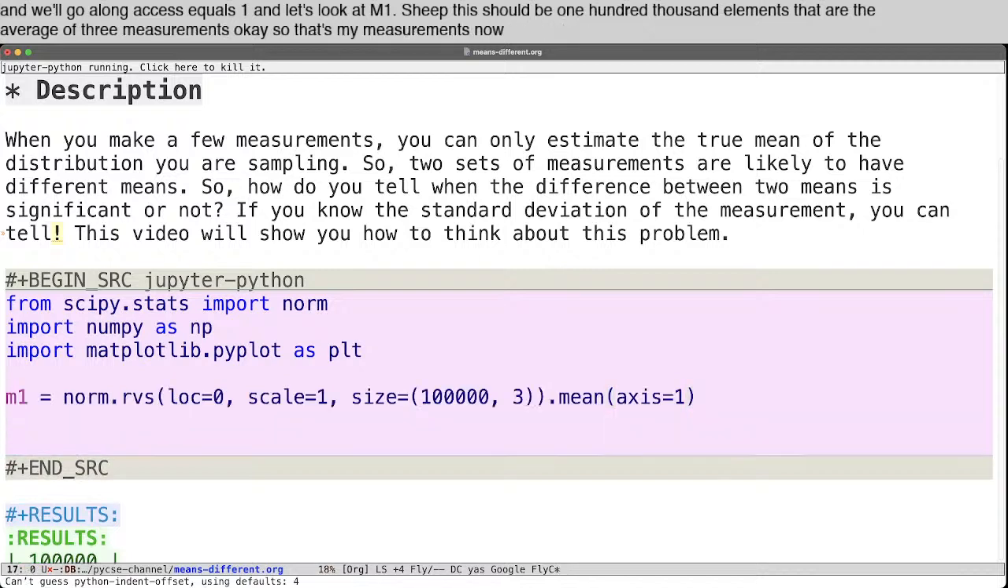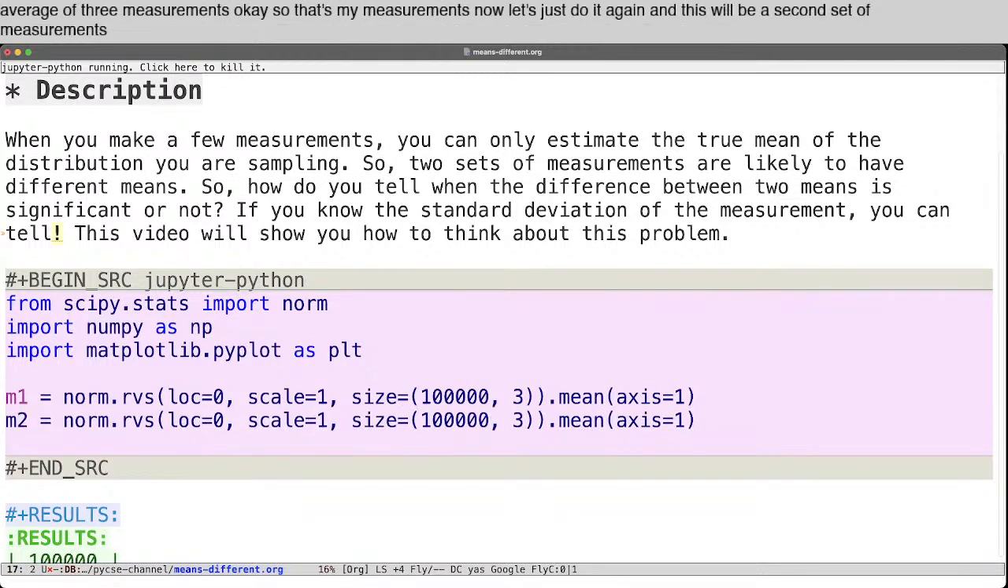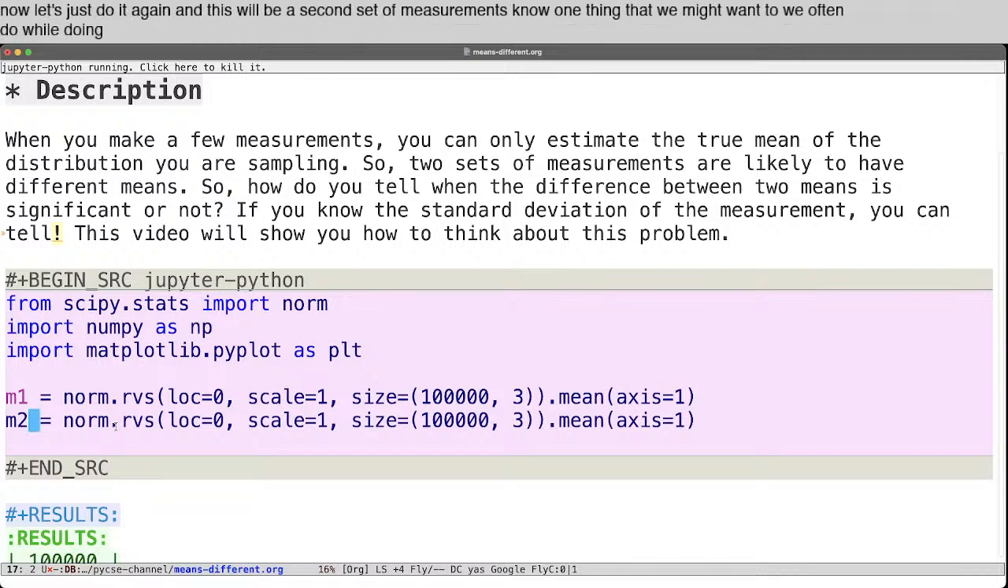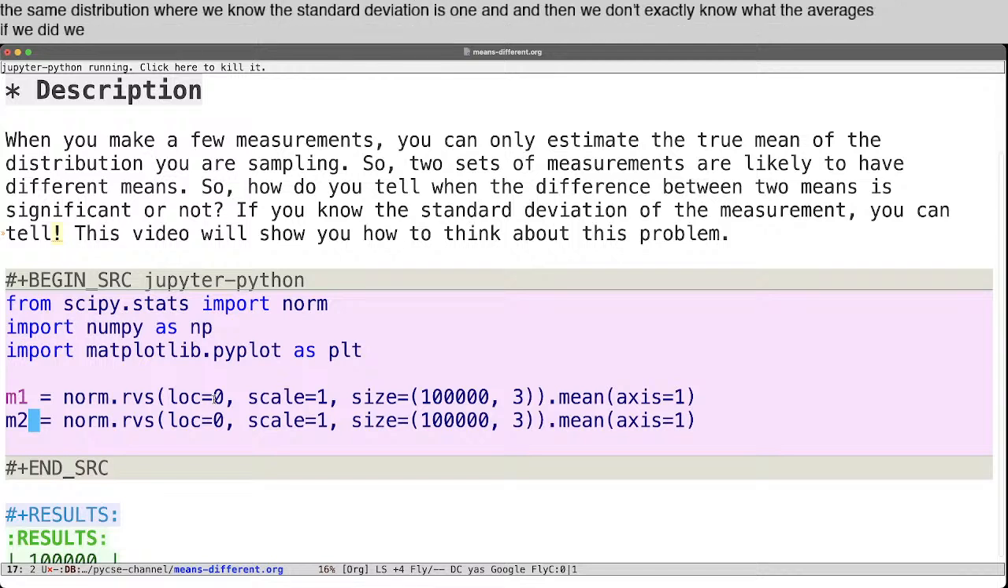Now let's just do it again, and this will be a second set of measurements. One thing we often do while doing statistics is make an assumption or hypothesis. So let's assume that these measurements are drawn from the same distribution, where we know the standard deviation is 1, and we don't exactly know what the average is. If we did, we would be measuring it. But let's assume that they're the same.